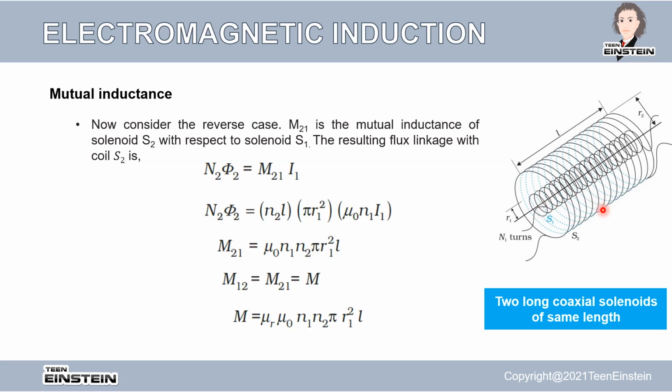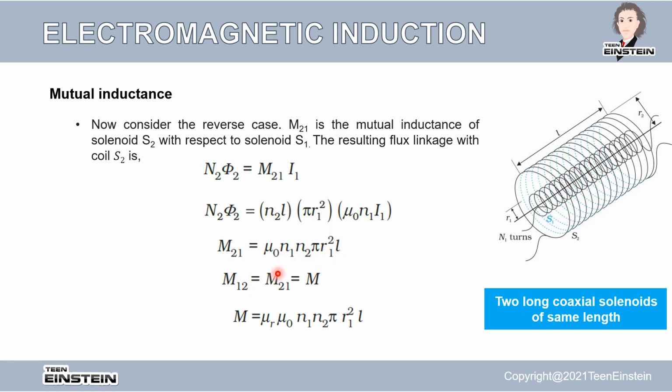Alright? Okay. Now consider the opposite of this. So what about M21? That is the mutual inductance of solenoid S2 with respect to the solenoid S1. The resulting flux linkage of S2 will be N2 phi 2, which is equal to M21 I1. Again we will rewrite N2 phi 2, which is equal to N2 L, and pi r1 squared, r1 is the radius of the inner coil, and mu0 n1 I1. So now if you simplify this comparing these two equations, what you get is M21 equal to mu0 n1 n2 pi r1 squared into L.